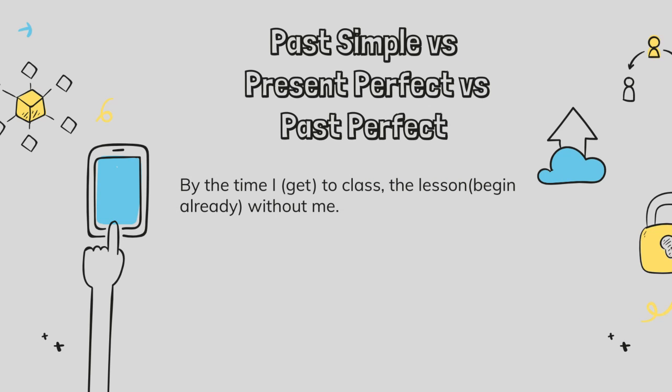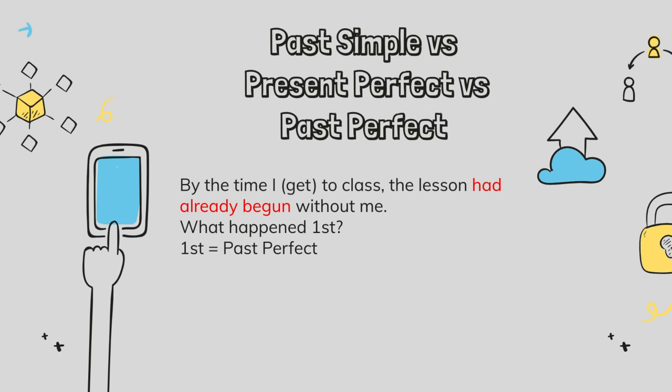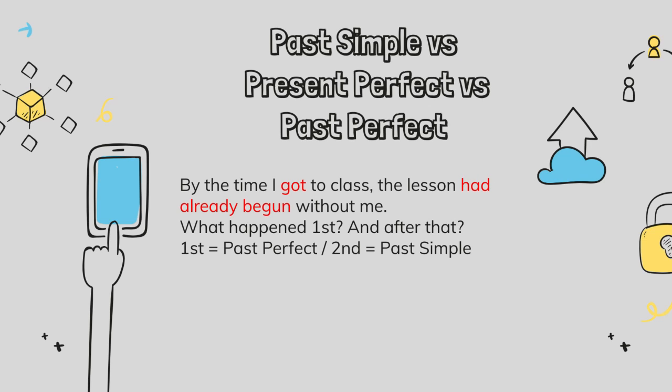Next. What do you see? Ask yourself. By the time, past, two things going on. What happened first? The lesson had already begun. And after that, I got to class. First thing that happened is past perfect. The second thing that happened is past simple.